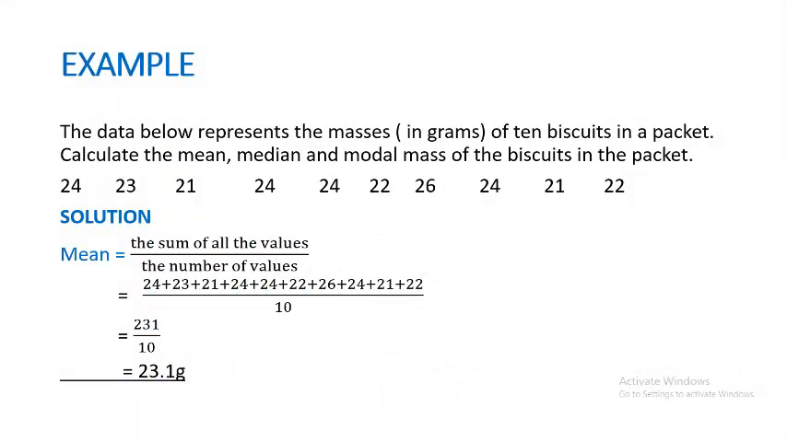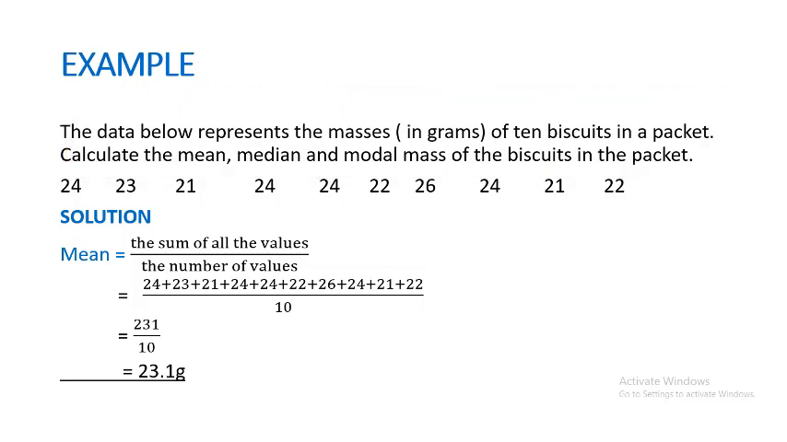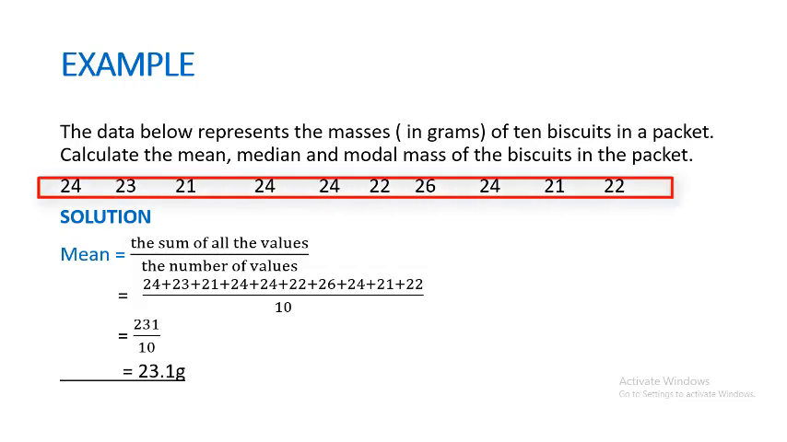So we can understand this better through examples. Here we have an example. The example says the data below represents the masses in grams of 10 biscuits in a packet. Calculate the mean, median, and modal mass of the biscuits in the packet. So this is the set of data. We have been given the values. These are masses in grams.